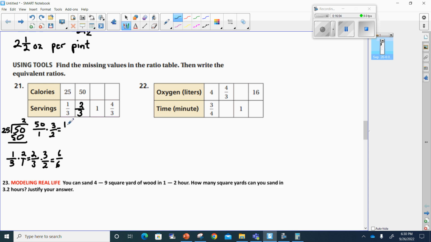And that's going to give me 150 over 2. And that equals 75. So this answer must be 75.